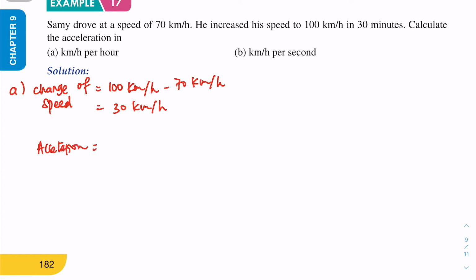Acceleration is the change of speed, 30 kilometer per hour, divided by how many minutes? From the question, 30 minutes. Before that, we see the question is per hour, so we know that 30 minutes in hour is 1/2 or 0.5. You can write it as 0.5 hours, so you straightly plug in 0.5 hours, which is easier for us to calculate. Press your calculator: 30 divided by 0.5 gives you 60 kilometer per hour square.